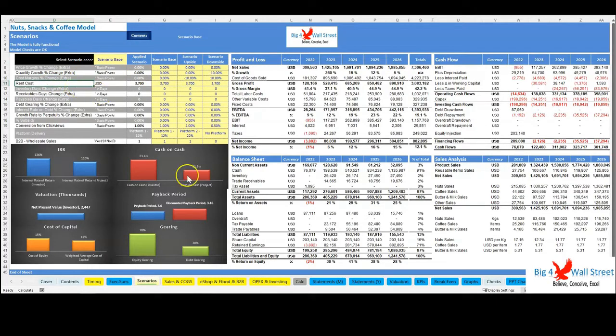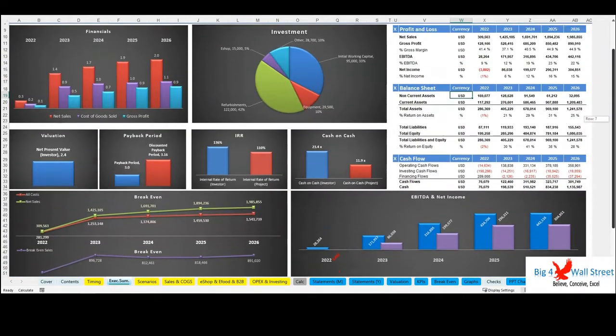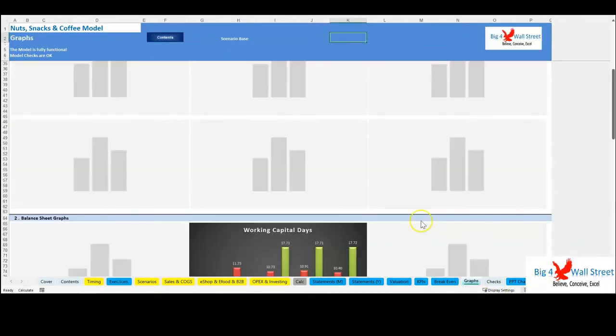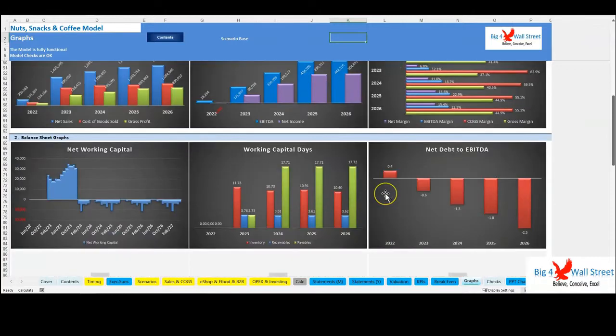An executive summary is included in the financial model, which provides a high-level overview of the company's financial performance and highlights key metrics, such as revenue, profit, and cash flow. Graphs are also included to visually represent key financial data, making it easier for stakeholders to understand the company's performance.